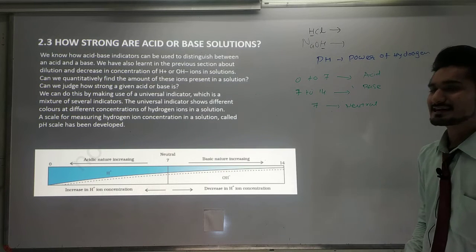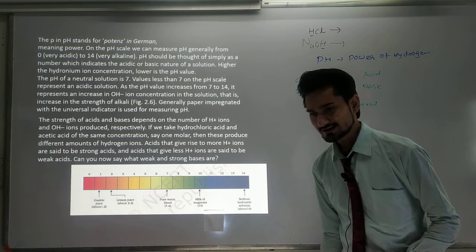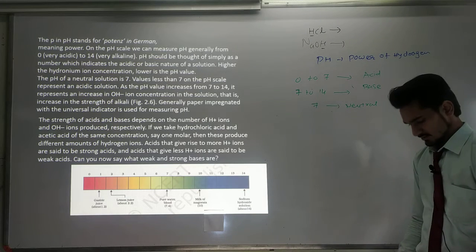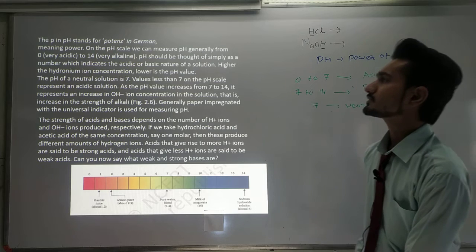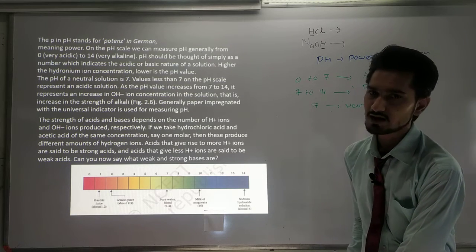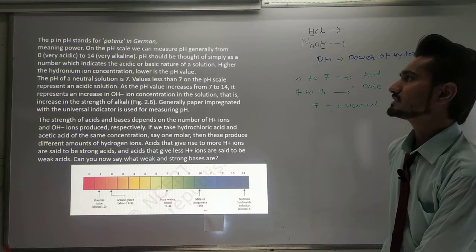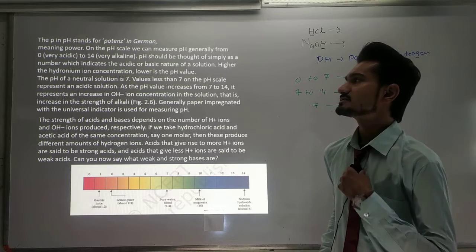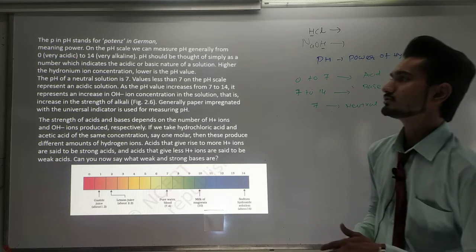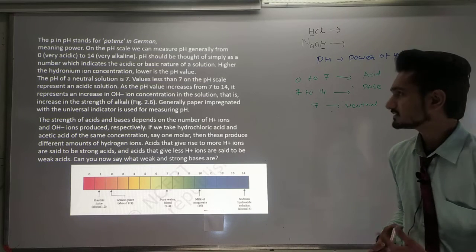Let's see the next slide, which is very important. This is the information you have to write in the exam. This is the more basic information. The P stands for potenz in German, meaning power, as I have already told you. On the pH scale, we generally measure pH from 0 to 14, where 0 is very acidic and 14 is very alkaline, meaning more basic.